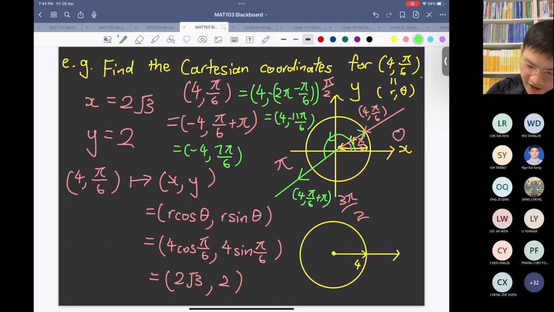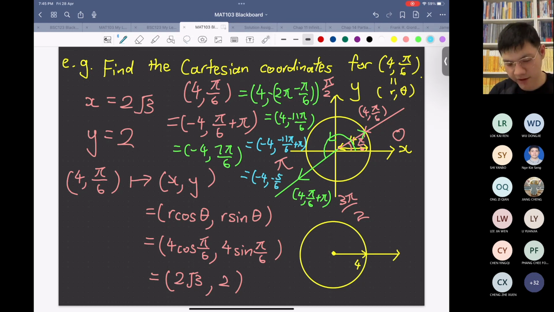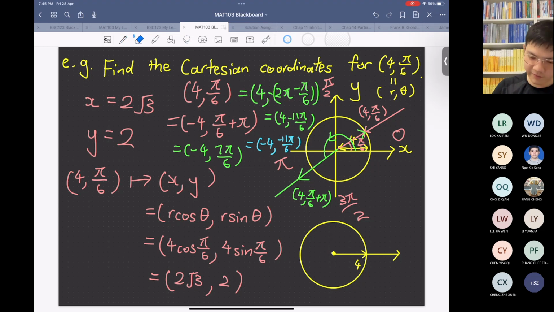Similarly, I let you try and think about this. So I also can write minus 4, minus 11 pi over 6 plus pi, which is minus 4, minus 5 pi over 6. Let me think. Am I right? Oh, I don't plus pi anymore, just like this.